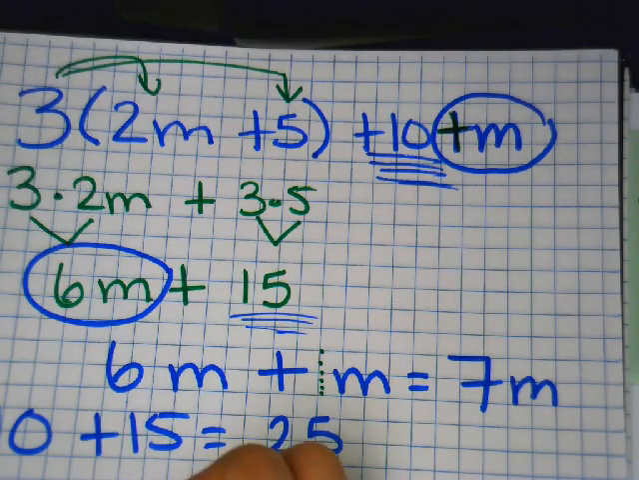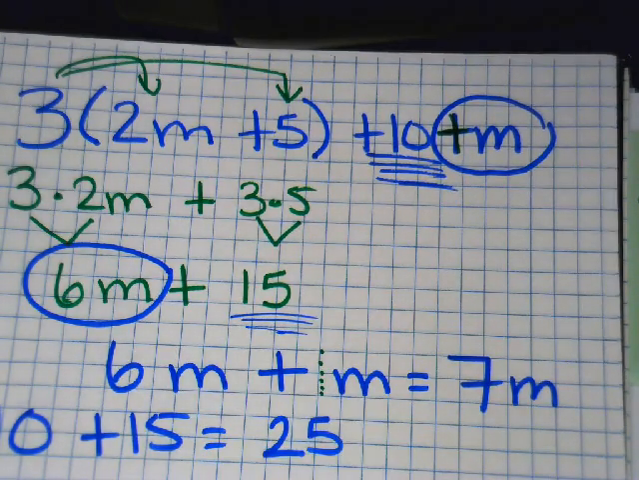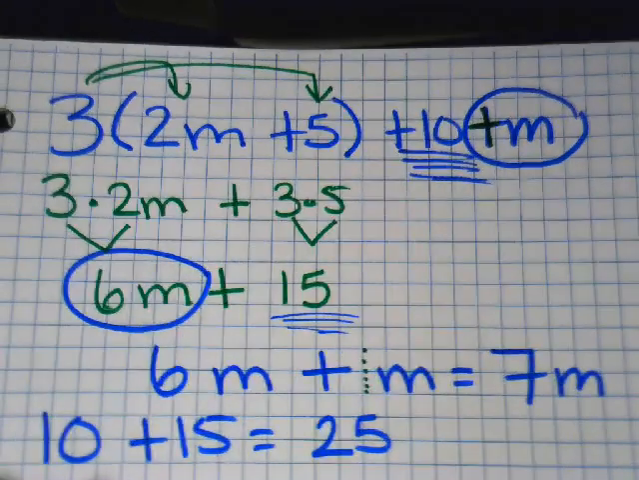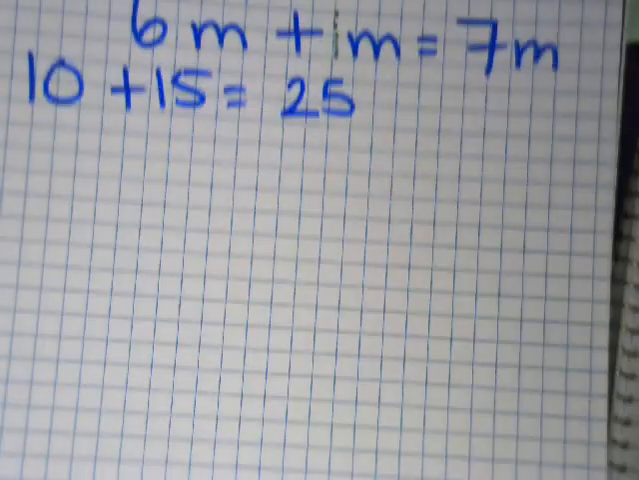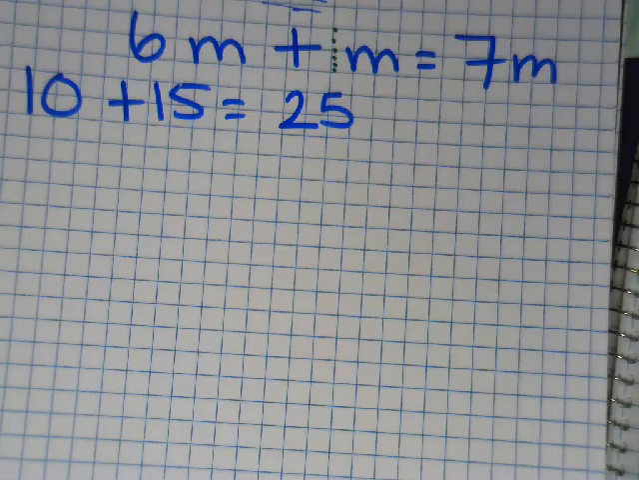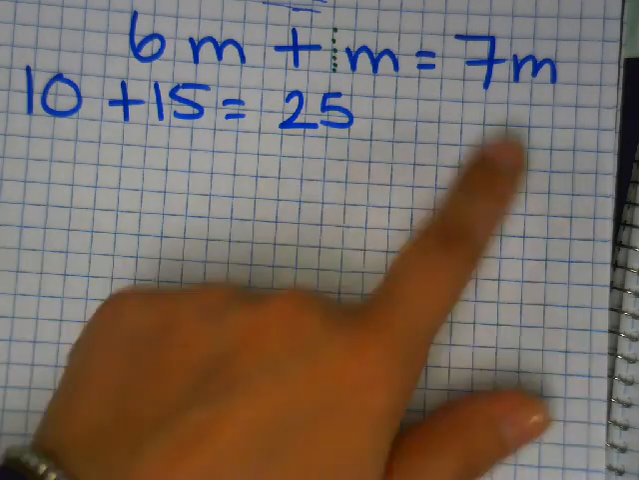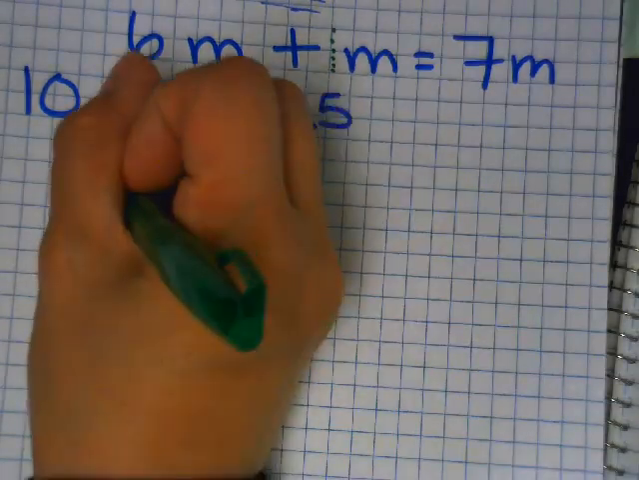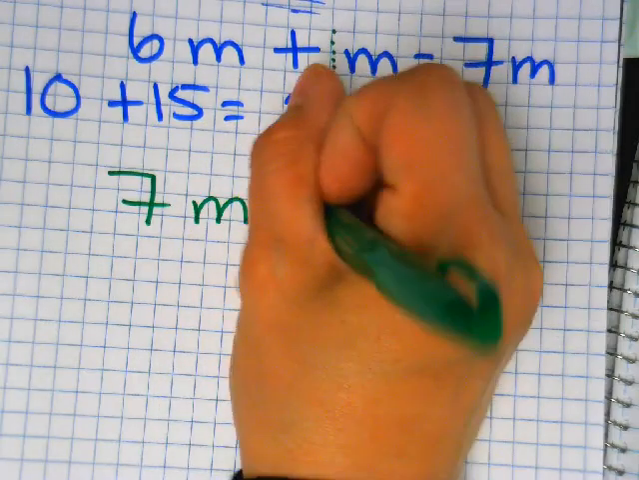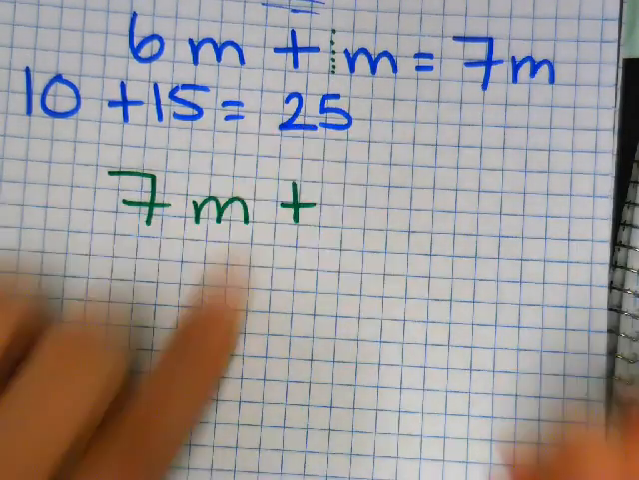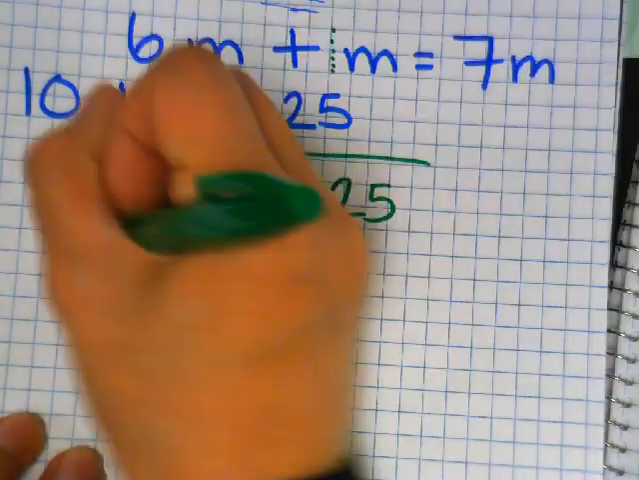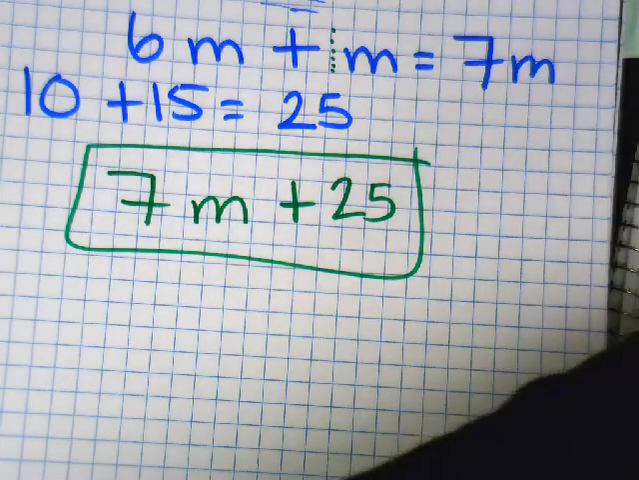7m plus 25. Some of you put the 25 in the beginning, and some of you put the 7m in the beginning. Here's what you do. The one with the letter comes first. So the one with the variable is always written first in your answer. Then the one without the variable always comes last. Okay? We okay? Yes.